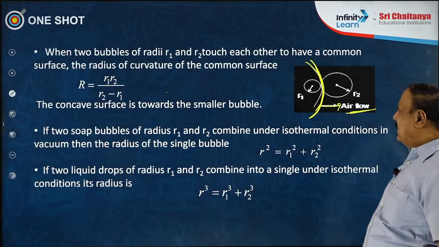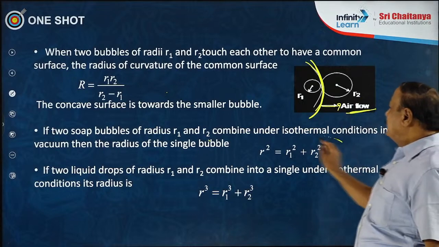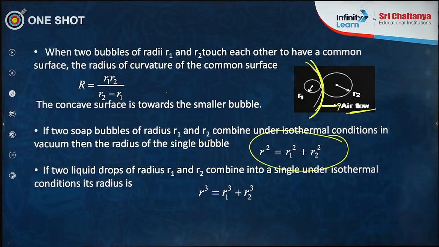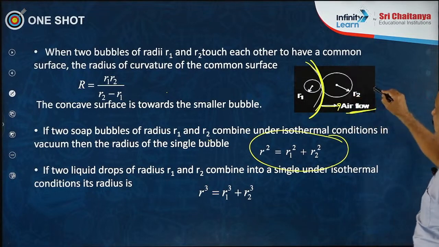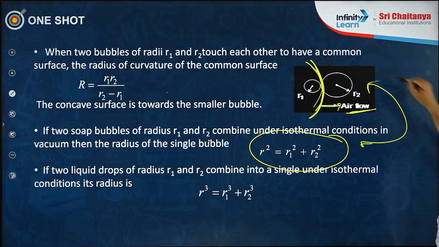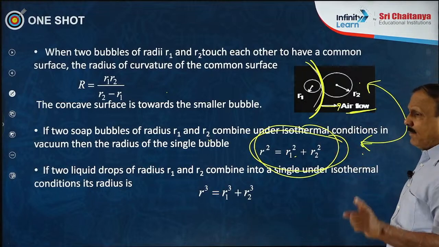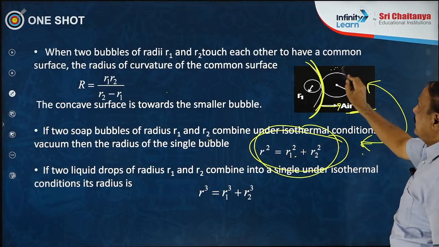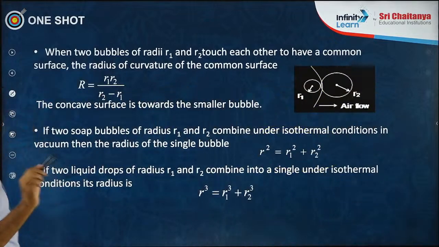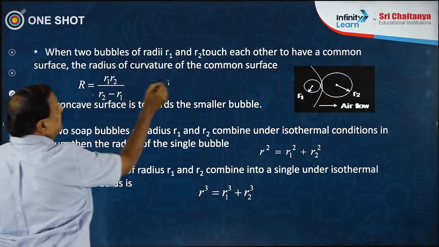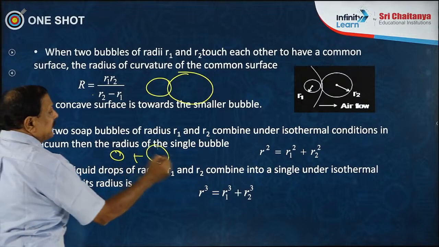That is one formula. Again, another thing is, if two bubbles are combining into a single bubble, this is the radius of the common bubble. Try to observe the difference between these two. Here in the second case, the bubbles are combining into a single one, but in the first case the bubbles are combining outside only, they are not merging with one another.